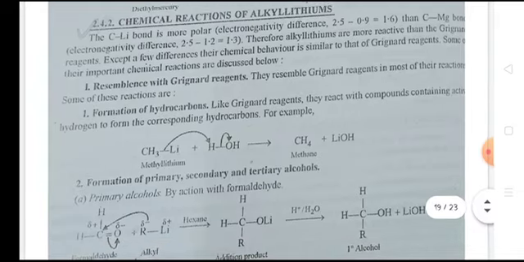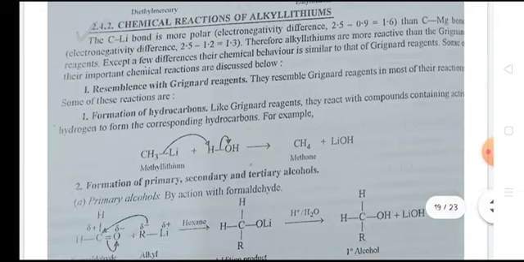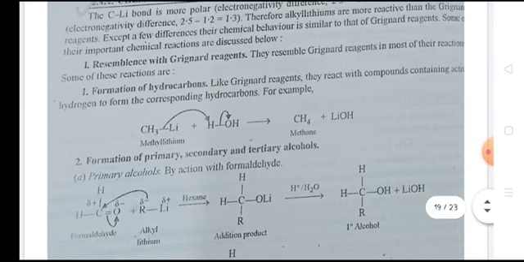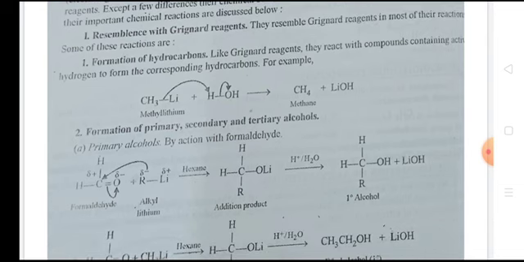Chemical reactions of alkyl lithiums. The C-Li bond is more polar than the C-Mg bond. Therefore, alkyl lithiums are more reactive than the Grignard reagents. Except for a few differences, their chemical behavior is similar to the Grignard reagents. They resemble Grignard reagents in most of their reactions.